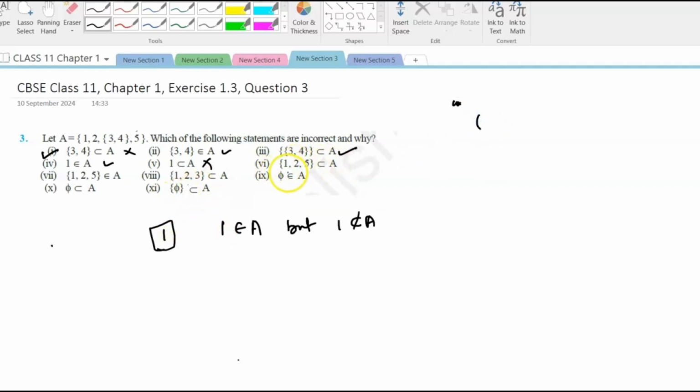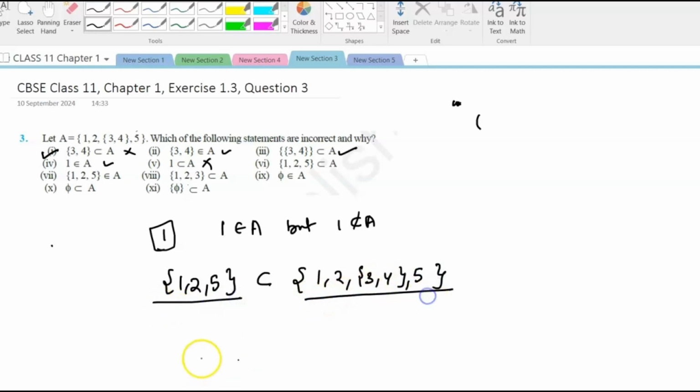Okay, let's see this. Set {1, 2, 5} is a subset of A. Let's write the set A: 1, 2, set {3, 4} and 5. We can see that all the elements of this set are also the elements of this set, and therefore this statement is true. Next, set {1, 2, 5} belongs to A. Now, set {1, 2, 5} is a subset of A, but it does not belong to A as an element. So, therefore, this statement is wrong.